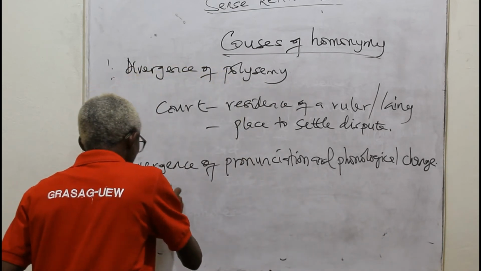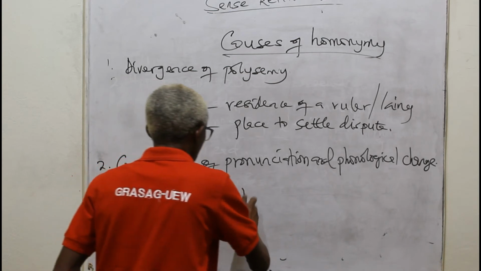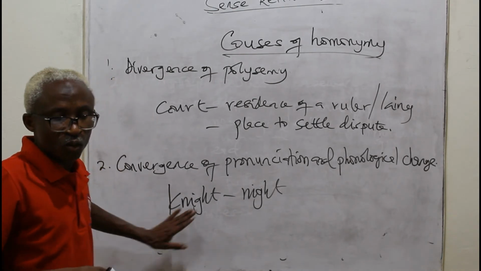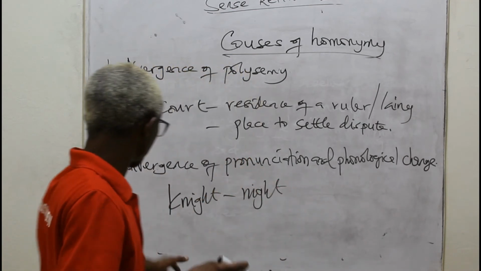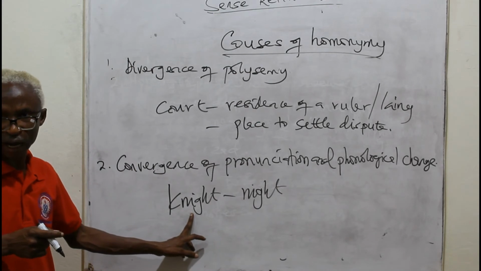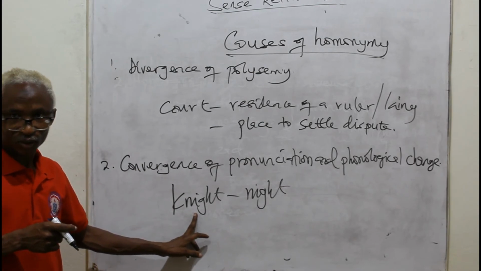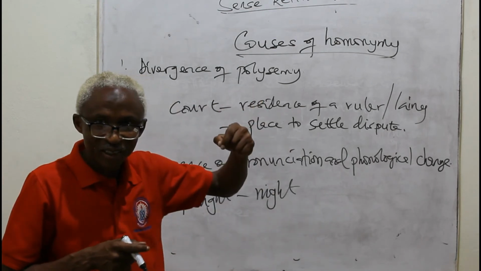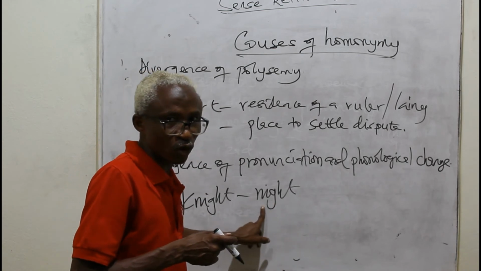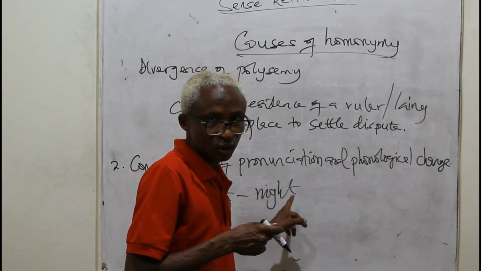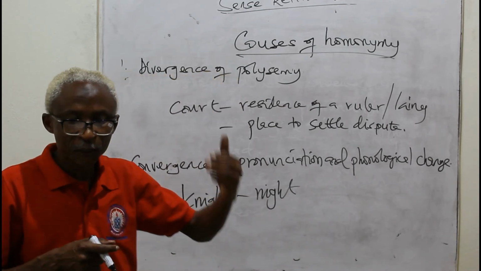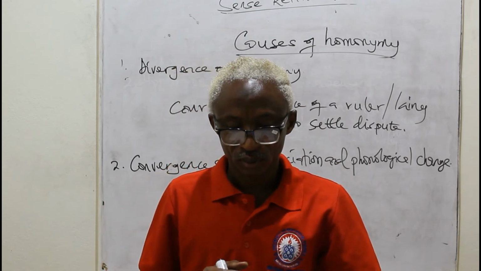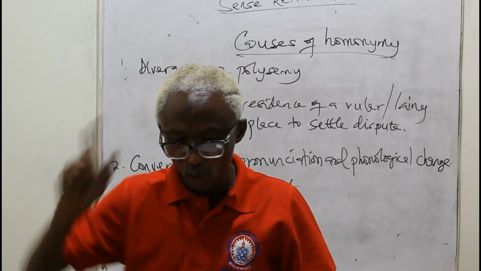For instance, we have a word like knight, and we have night. These two words were pronounced differently, as in the case of the knight, which is a title given by the Queen of Britain, K-N-I-G-H-T. And night, the opposite of day: when night falls, N-I-G-H-T. These words are pronounced the same, but the spelling is different. So the usage of the word depends on the context. That's why we say it's a phonological change.